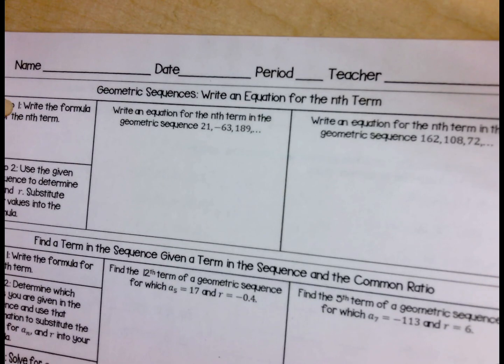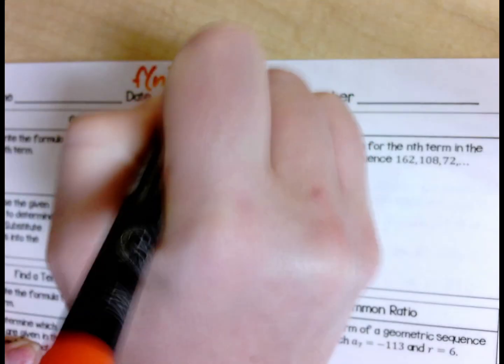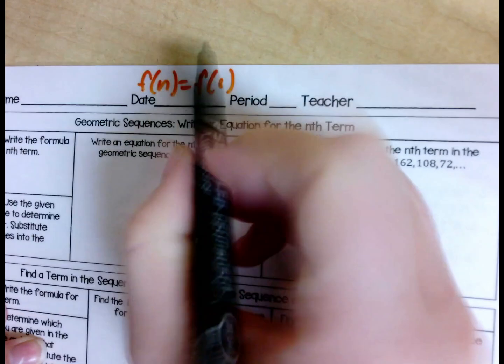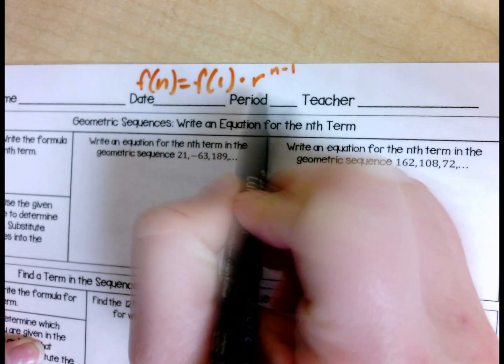Okay, so the next question starts to ask about an equation. Well, what if we don't know which term we're looking for, but we want to have an equation that works for any term? Well, that's really where we just plug in the values that we've been given to that general term. So remember that the general equation is this, where we have f of n is equal to the first term times the ratio raised to the power of n minus 1.